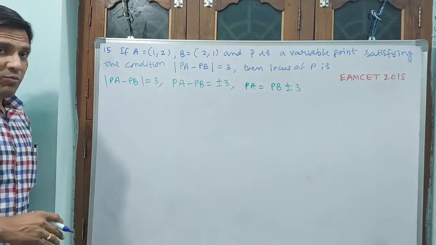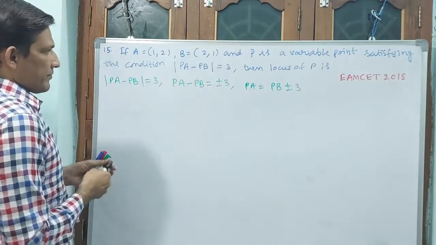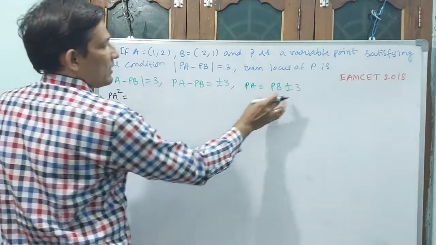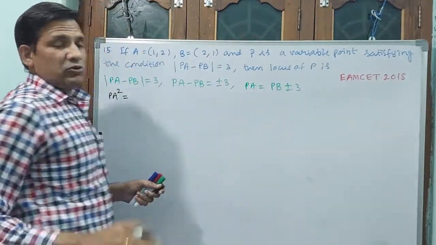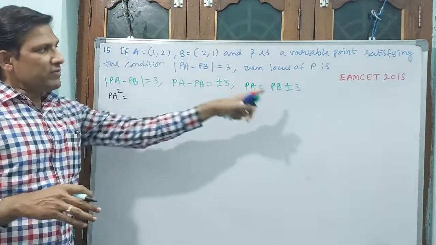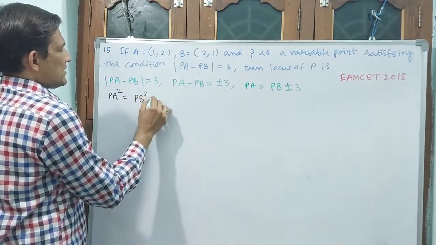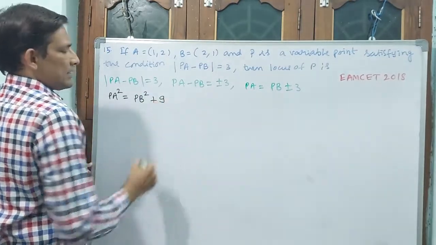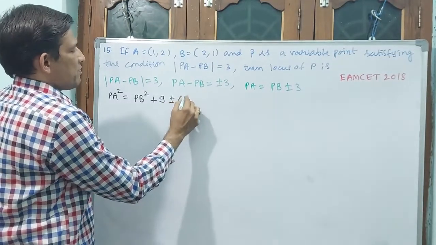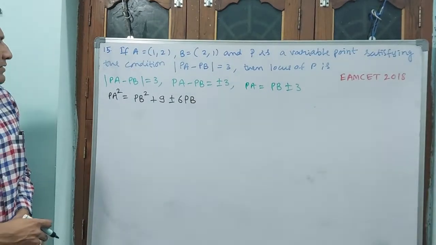Now then you square it on both sides. Okay, PA square is equal to (a plus b) whole square. See here, (a plus b) or (a minus b) whole square, a square plus b square is same, but plus 2ab and minus 2ab are different. That is why again we will write plus or minus 2ab. Okay, see, a square plus b square plus or minus 2ab, 2 into 3 into PB, 6PB. Is it okay? First you observe. Okay, plus or minus PB.